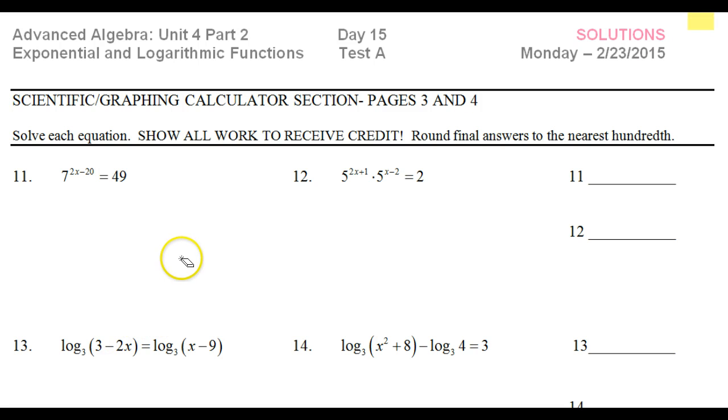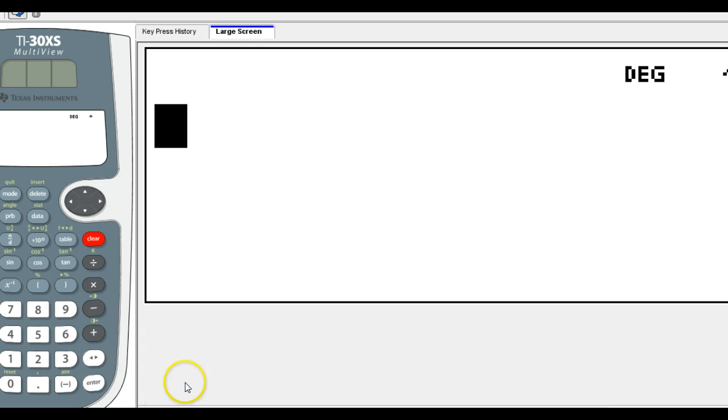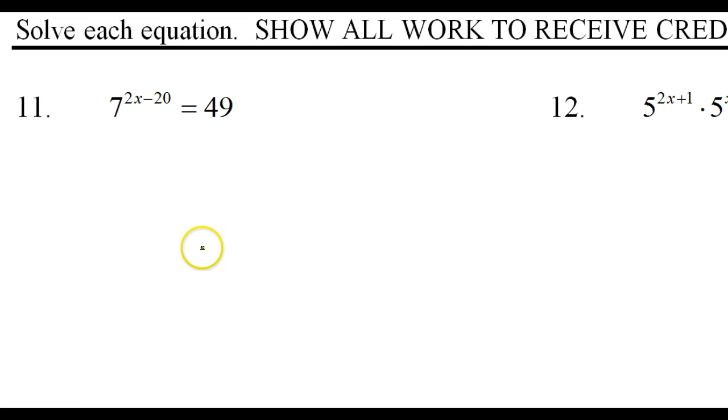Alright, we continue our study of exponential and logarithmic functions. In this video, we will focus on solving exponential and logarithmic equations, such as these. And for the first time, we will be allowed to use our trusty TI-30 XS MultiView. Alright, number 11.